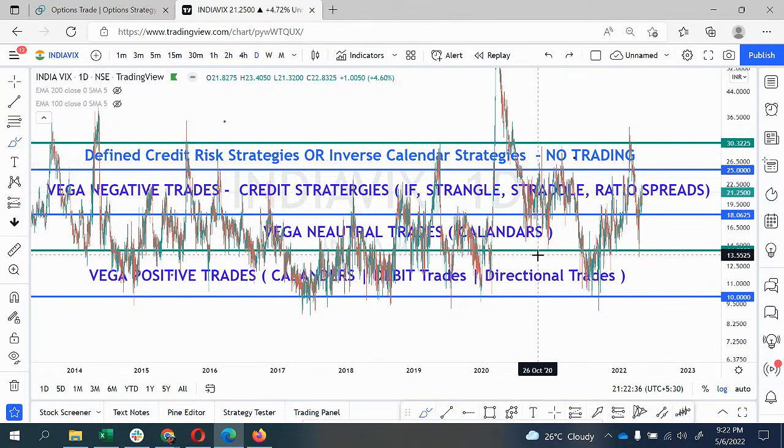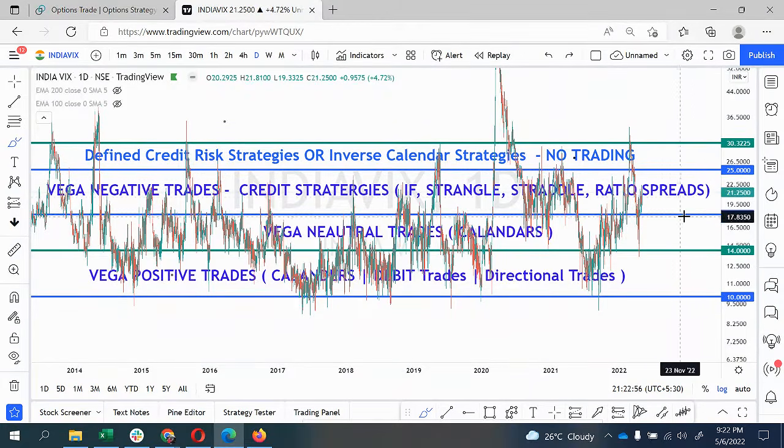So what they do is check the VIX. Based on the VIX, they will deploy the trades, right? They will go for the open interest. Let's say VIX is in this range, they will go for vega positive. That's it. Let's say VIX is in this phase, they'll go for vega neutral trades. Let's say VIX is in this box, they will go for vega negative.